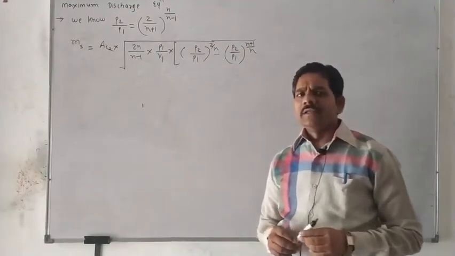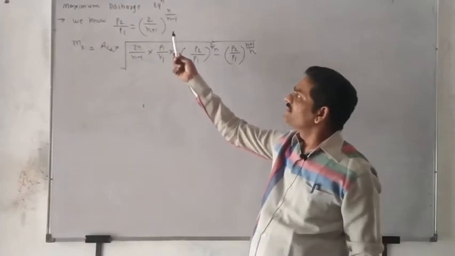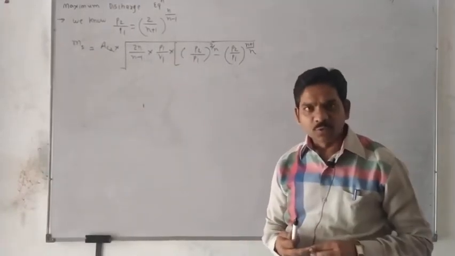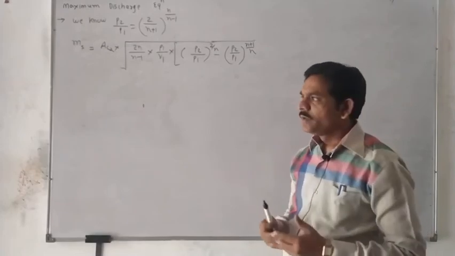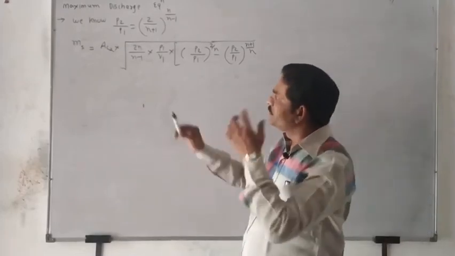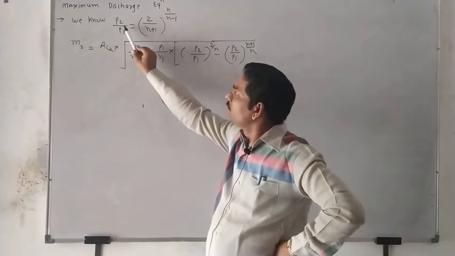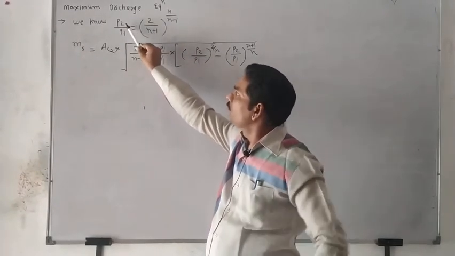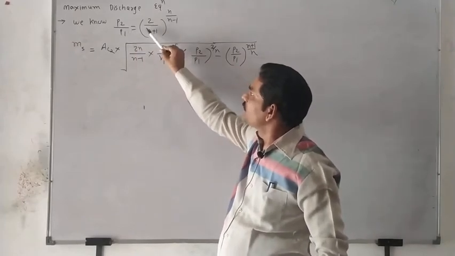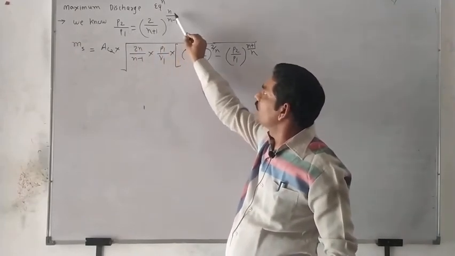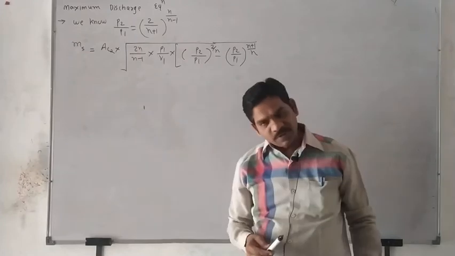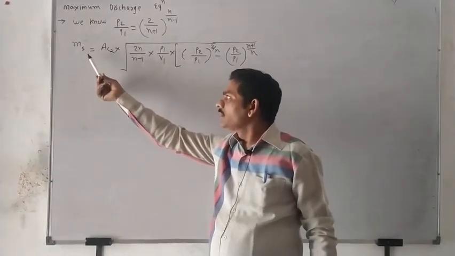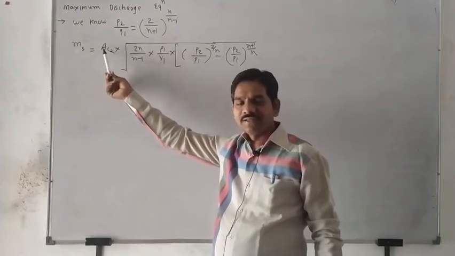Now we have another derivation: the maximum discharge equation through the nozzle. Recently we had to prove two derivations. One is the maximum condition ratio. What is the condition ratio? P2 upon P1 is equal to (2 upon n plus 1) to the power n upon n minus 1. Then another equation we have to prove is the condition for discharge, meaning the mass flow rate.